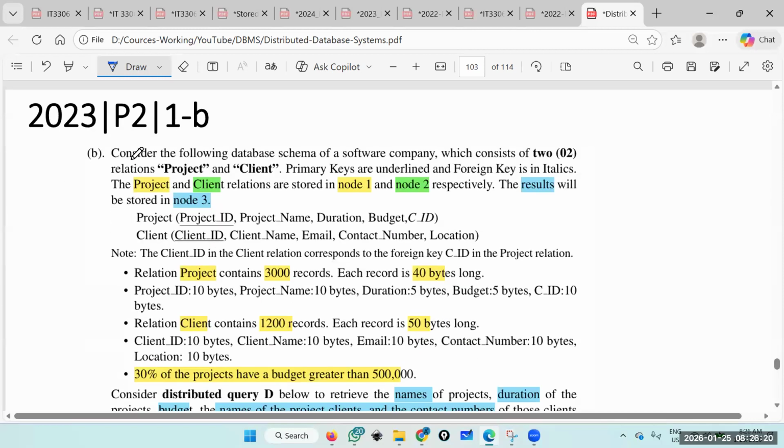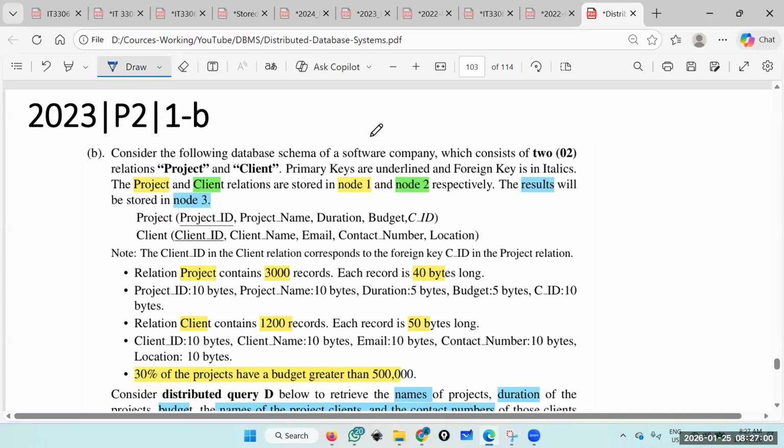Right. So let's do the 2023 paper two. Question 1B. Consider the following database schema of a software company which consists of two relations, project and client. Primary keys are underlined. Foreign keys are in italics. The project and client relations are stored in node 1 and node 2 respectively. The results will be stored in node 3. So that means you expect the result in node 3, right?